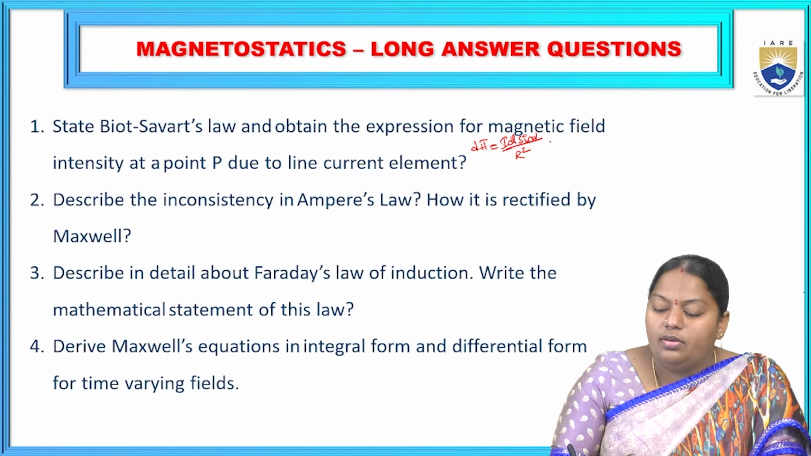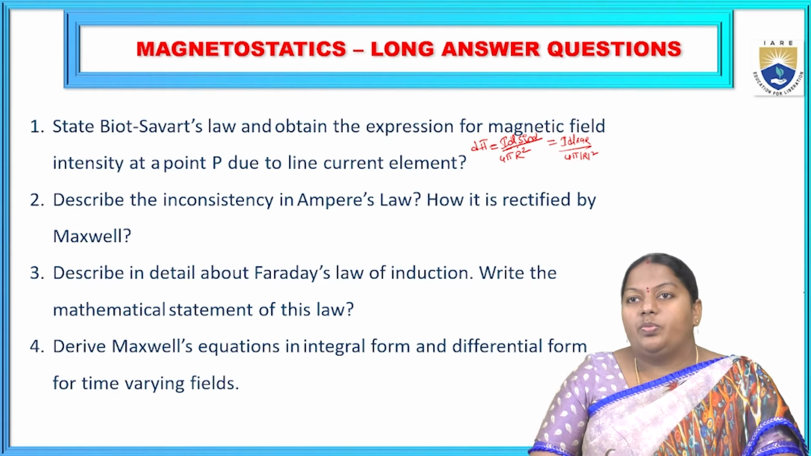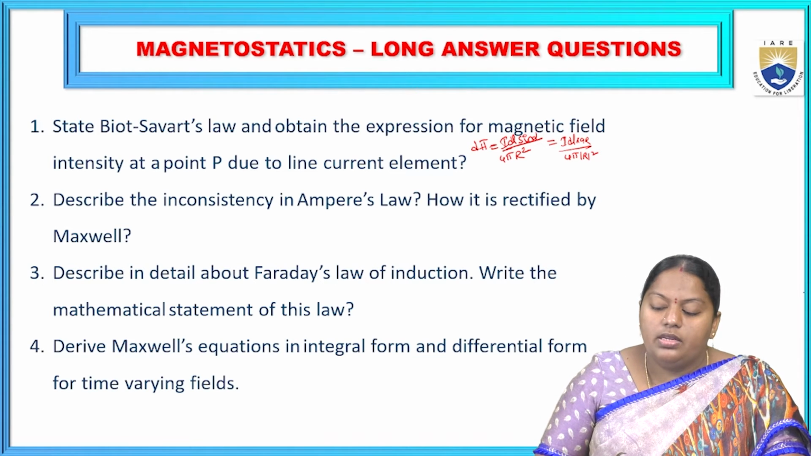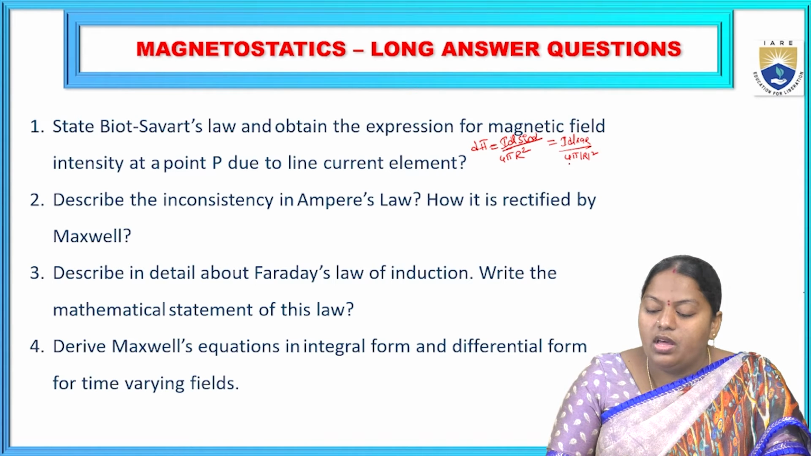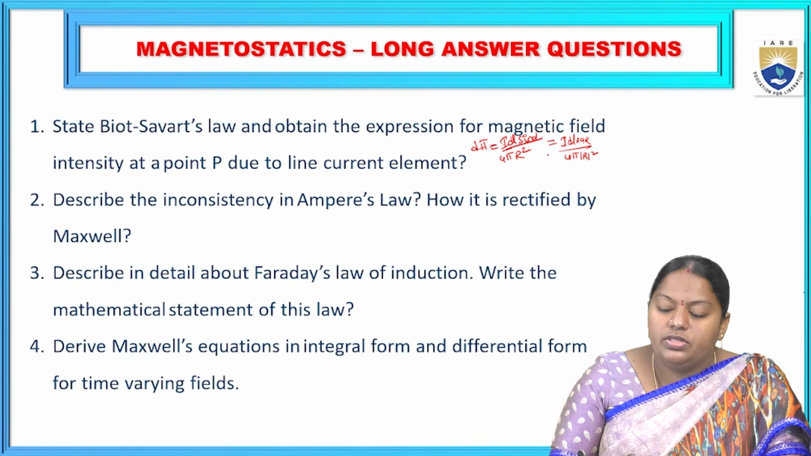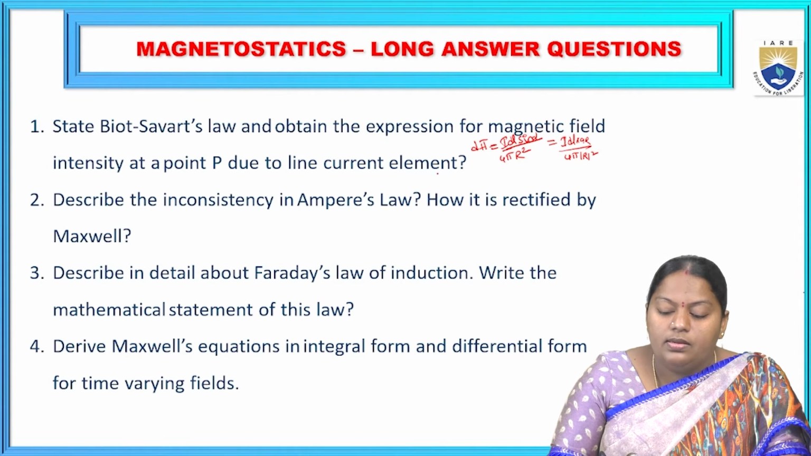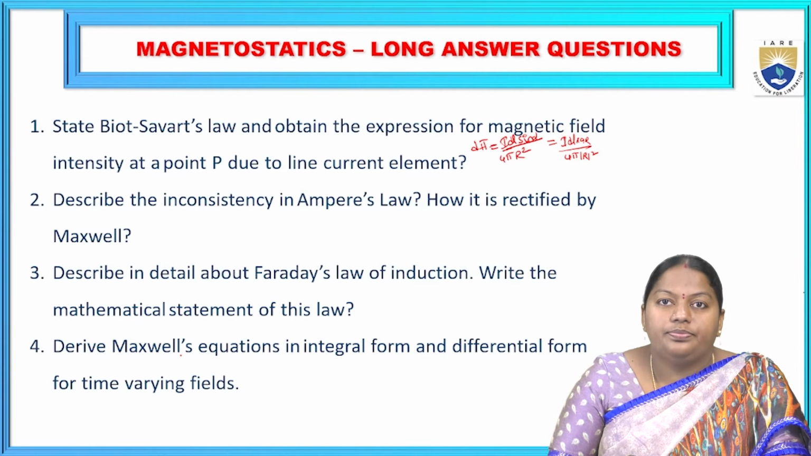If we want to express this in point form, that should be I dL into aR by 4 pi R square. So the proportionality constant is replaced by K and its value is given as 1 by 4 pi. Hence dH bar is equal to I dL into aR by 4 pi R square. Depending upon the assumptions, if you want to find the displacement of dL in the R direction, finally you get the magnetic field intensity dH component in terms of the line current element.